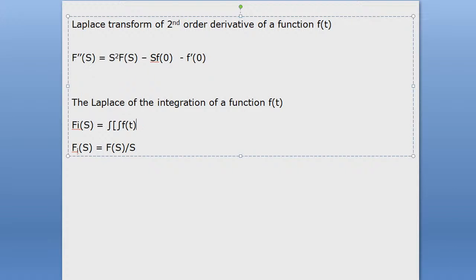You consider it within a bracket, then e to the power minus st dt, with limit 0 to t. Here you write another dt, but because this dt and this dt are confusing, you replace it by another notation, t prime. Then we can actually make a difference between this integration and the integration for the Laplace transform.